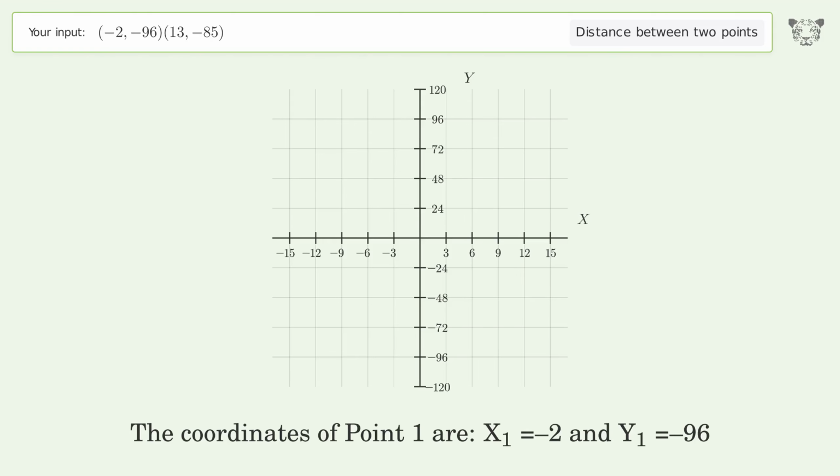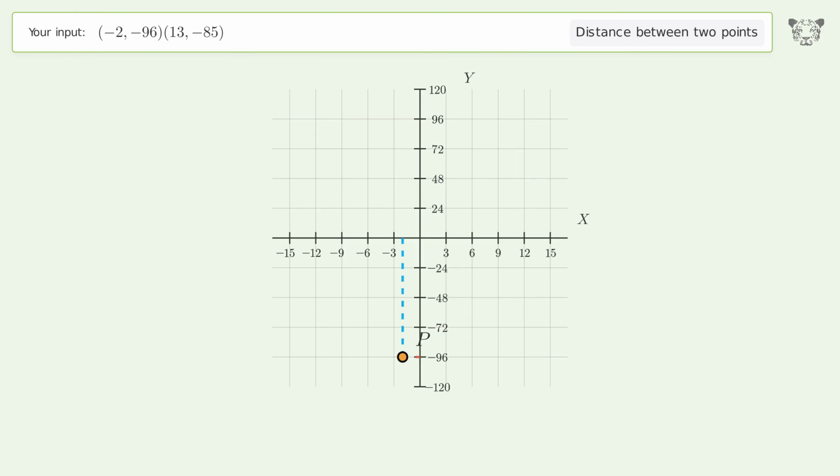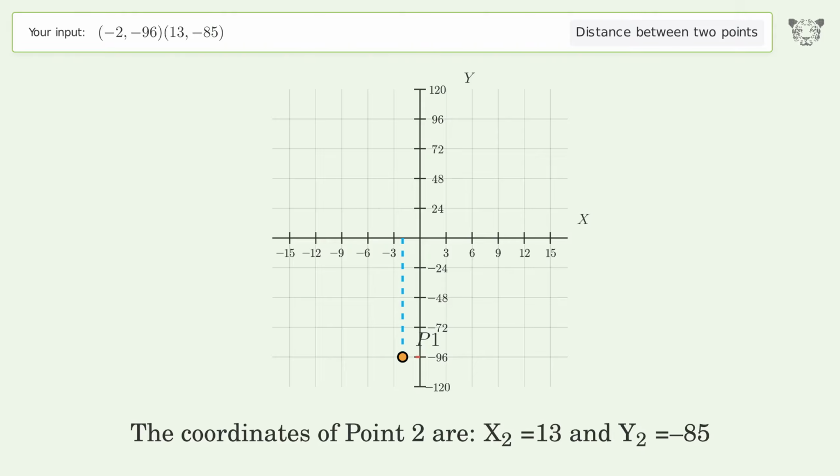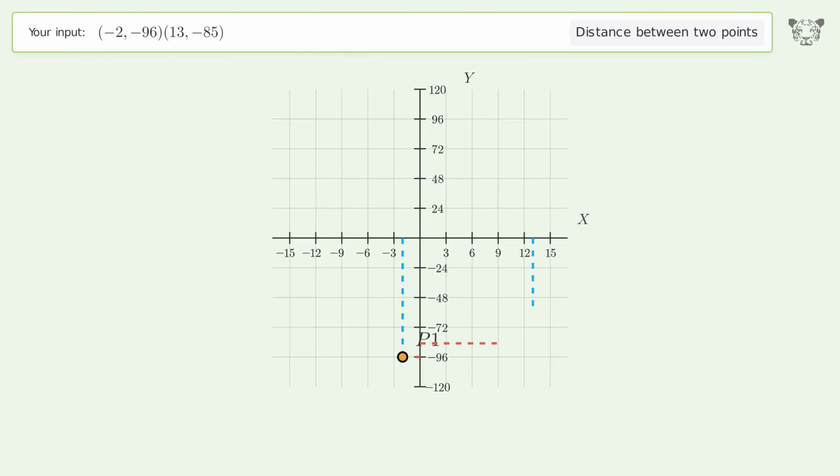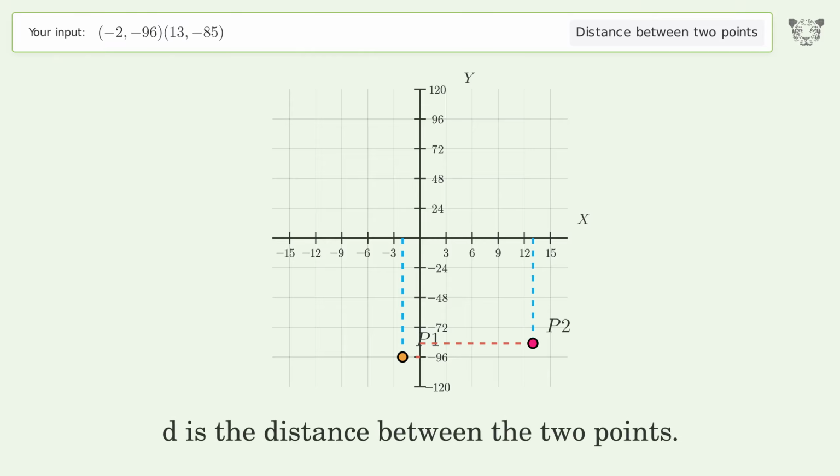The coordinates of point 1 are x1 equals -2 and y1 equals -96. The coordinates of point 2 are x2 equals 13 and y2 equals -85. D is the distance between the 2 points.